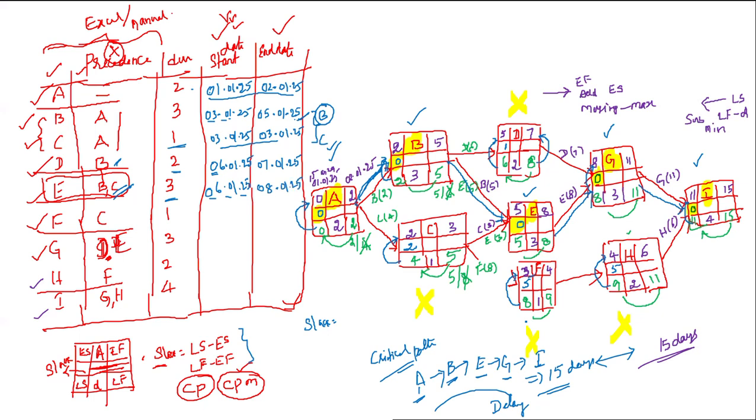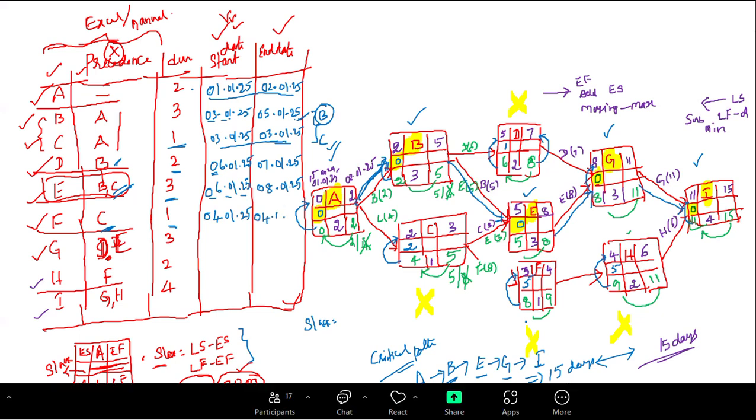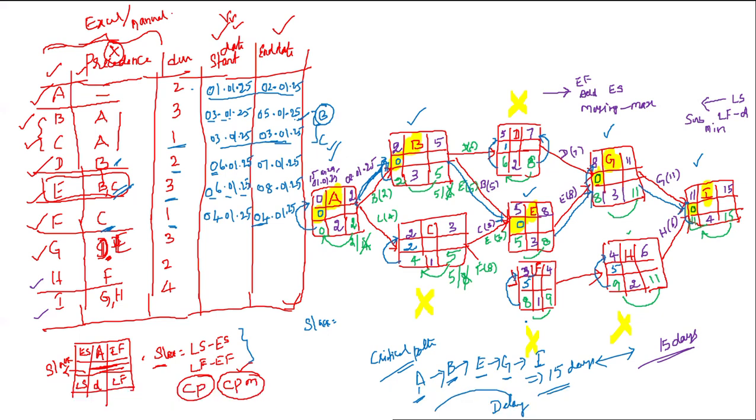And coming to activity F, F can start after C. If you see, C can be completed on the third, so you will be able to start this activity on 4/1/25. It will take only 1 day. That means that day itself you will be able to complete, 4/1/25. So fourth starting, the same fourth ending.